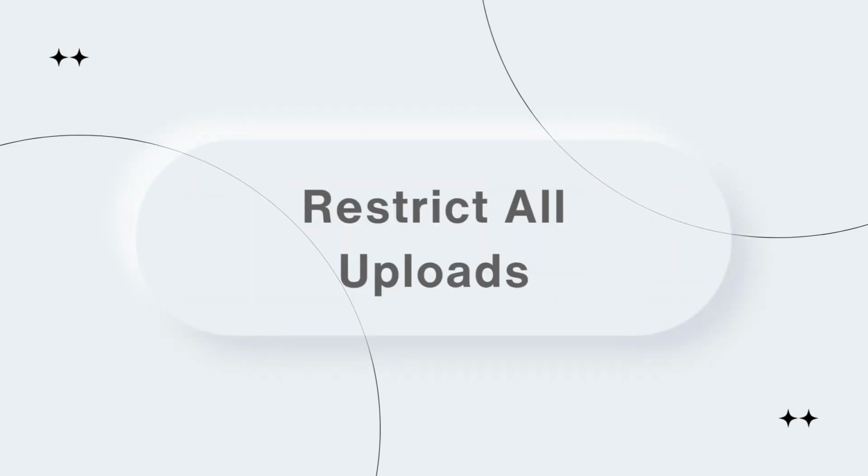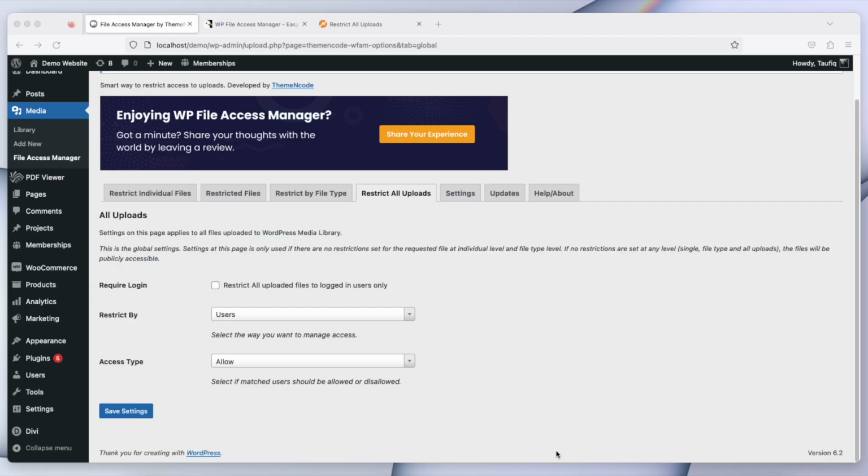The next method is restrict all uploads, where all your uploads in your WordPress media library will be restricted to the selected users or roles. For that, you need to come to File Access Manager and then restrict all uploads. Here you can see the require login.